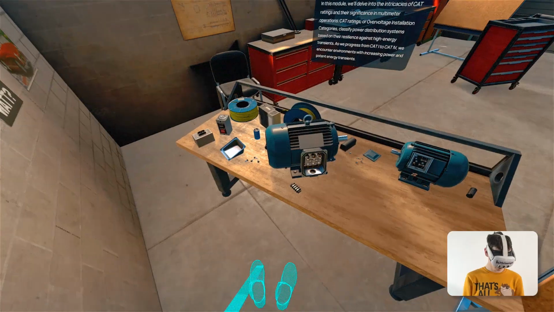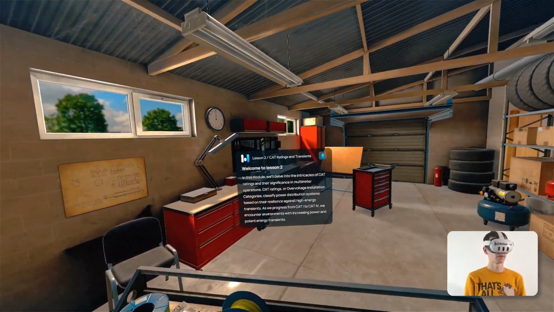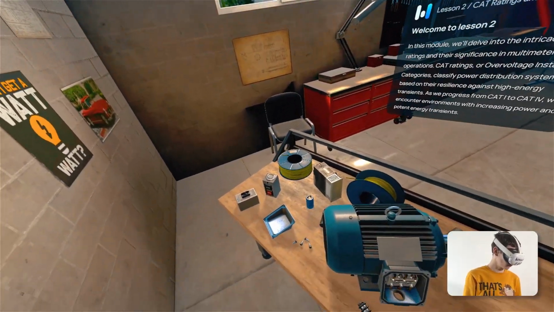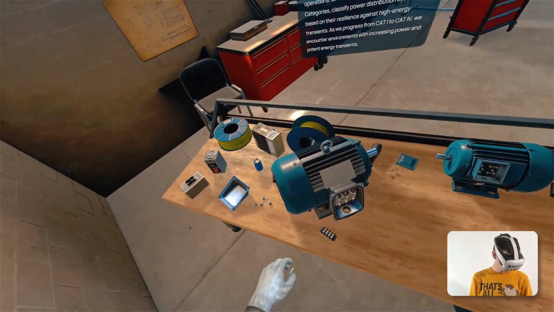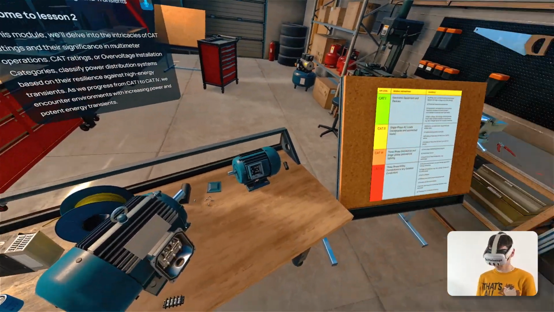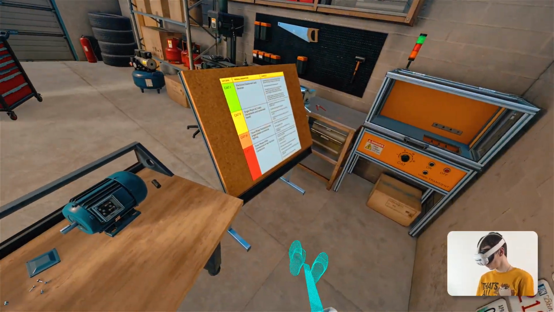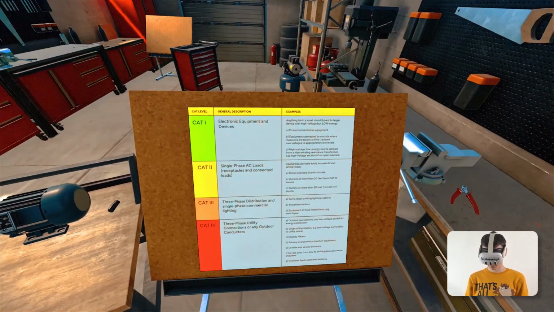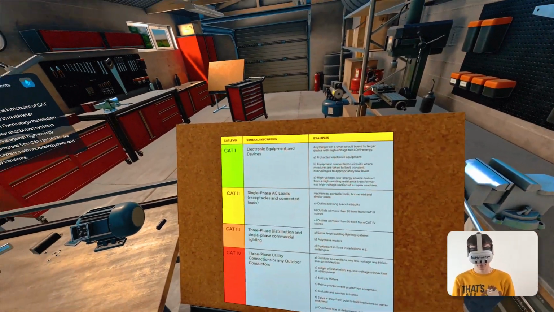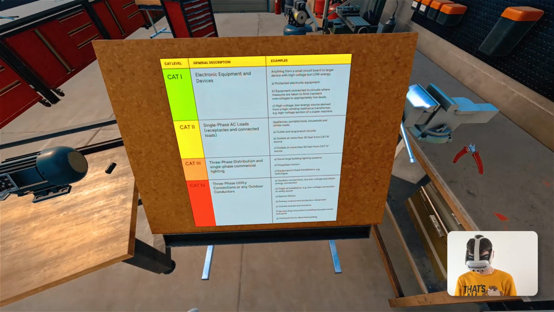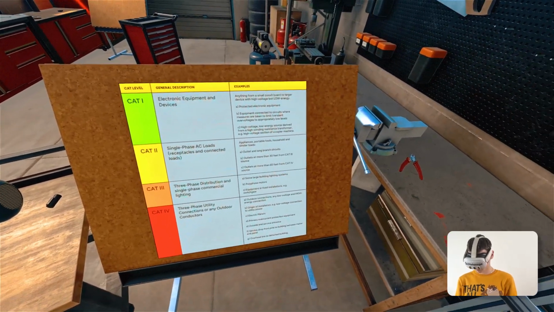In this module, we'll delve into the intricacies of CAT ratings and their significance in multimeter operations. CAT ratings, or overvoltage installation categories, classify power distribution systems based on their resilience against high-energy transients. As we progress from CAT 1 to CAT 4, we encounter environments with increasing power and potent energy transients.